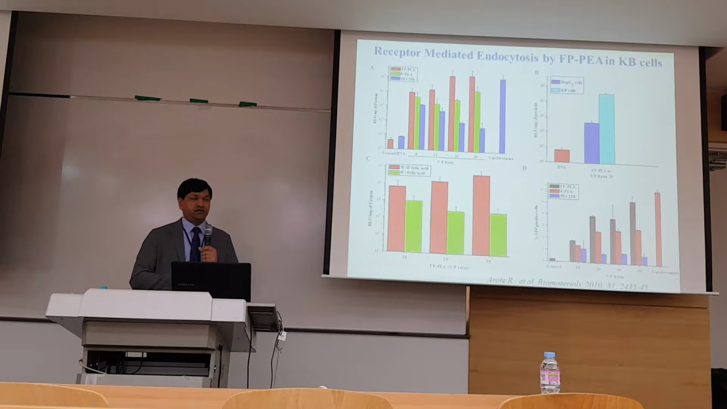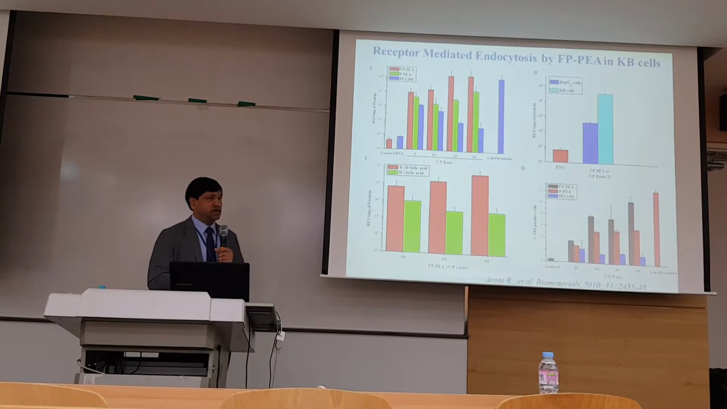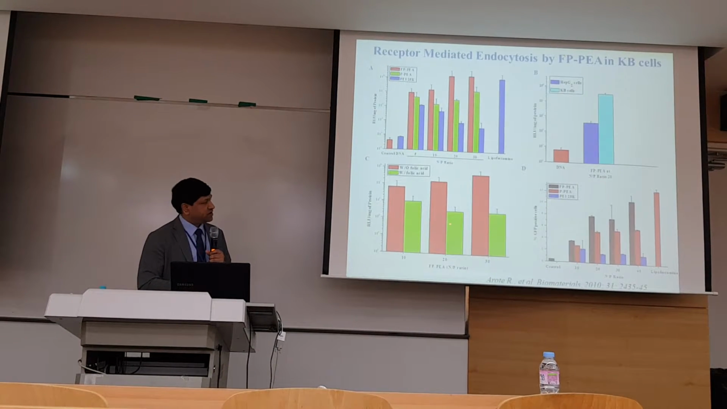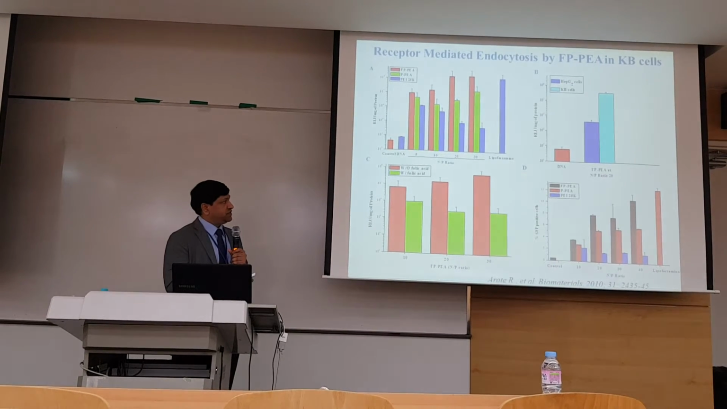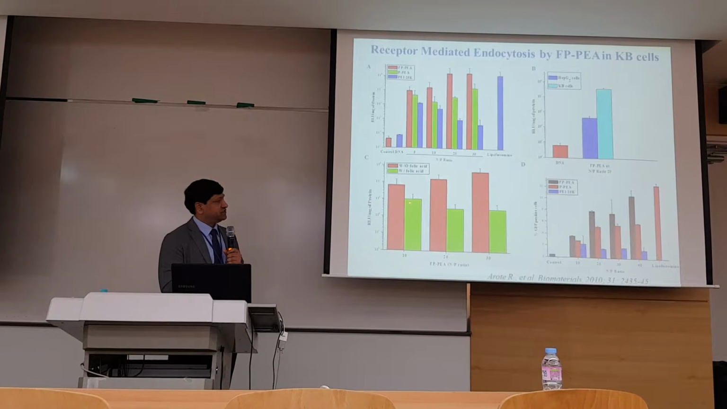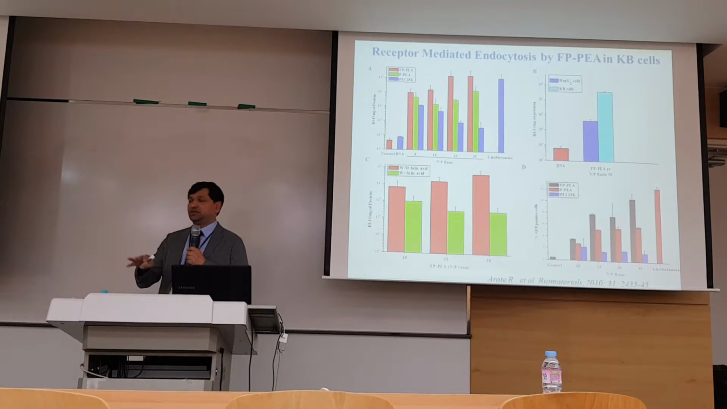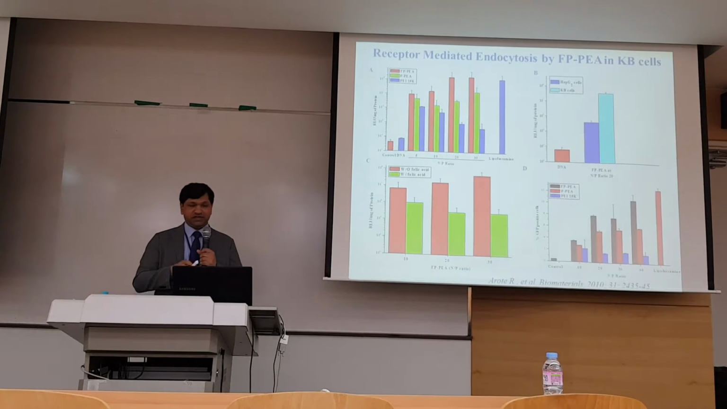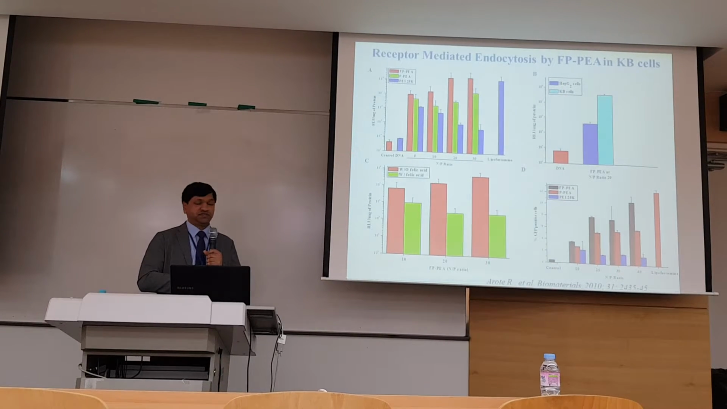We also checked, again, a competition assay by blocking this folate receptor with the help of 200 nanomolar folic acid. After blocking with folic acid, we can see here with and without folic acid, the transfection efficiency is different. In case of with folic acid, the transfection efficiency gets suppressed. That indicates that the folate receptors were blocked, and that's the reason they were not able to show receptor-mediated endocytosis, and that's the reason we got less transfection efficiency.